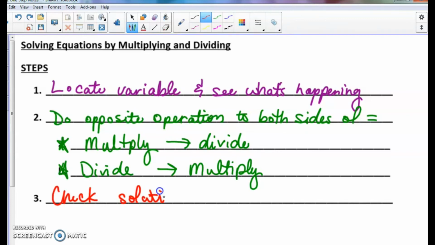Oh, that looks like a W. That's a U. There we go. Check solution. Alright, let's see some of these examples now.